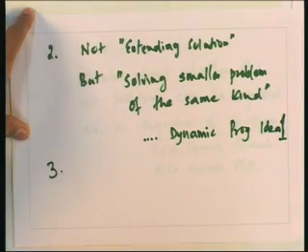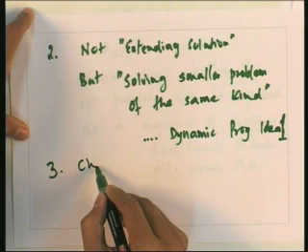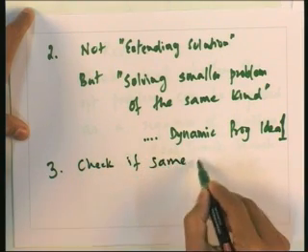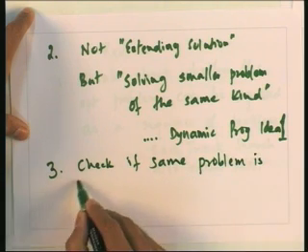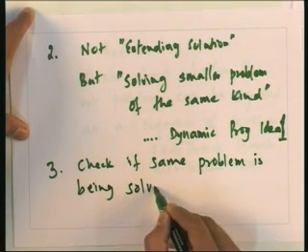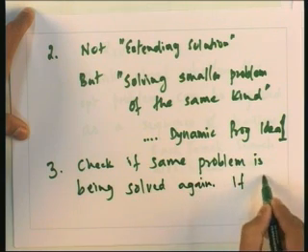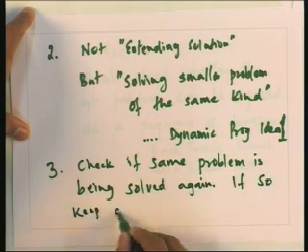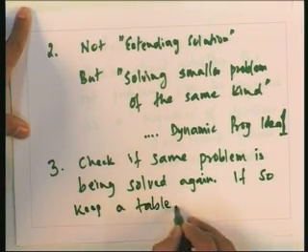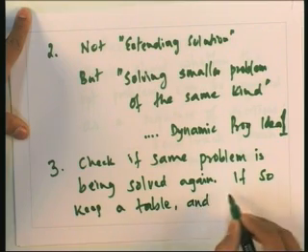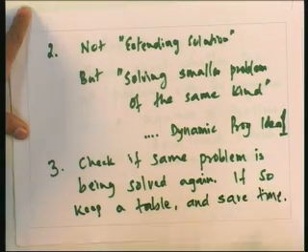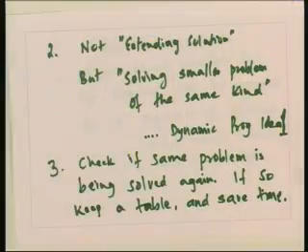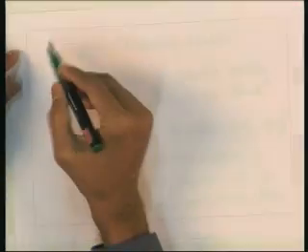And then the second dynamic programming idea is: check if the same problem is being solved again. If so, keep a table and save time. So we keep a table and we save time by not repeating that calculation. So these are the three ideas in dynamic programming. Well, the first idea was really common to backtrack search, but these are the two new important ideas. And then there is also a fourth idea, which is for the analysis.